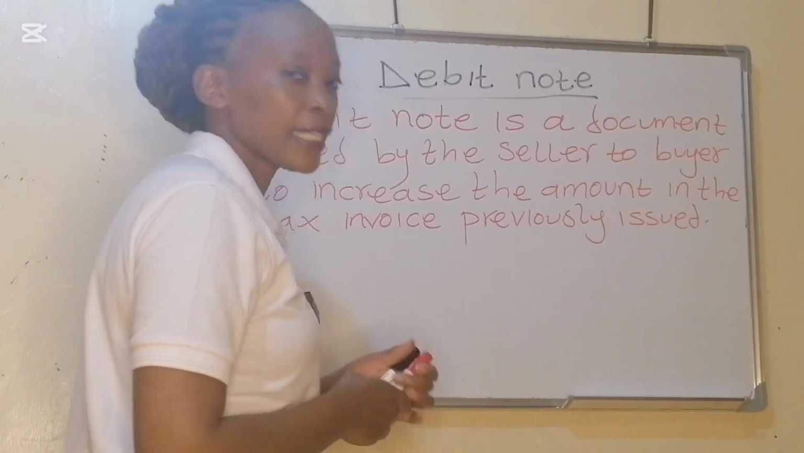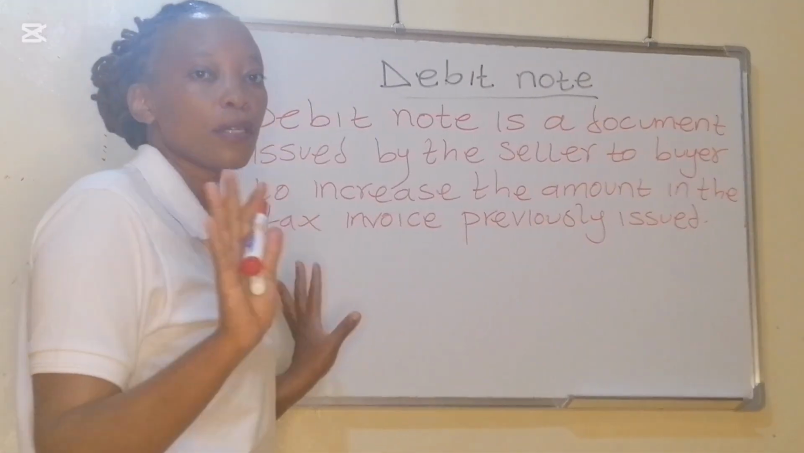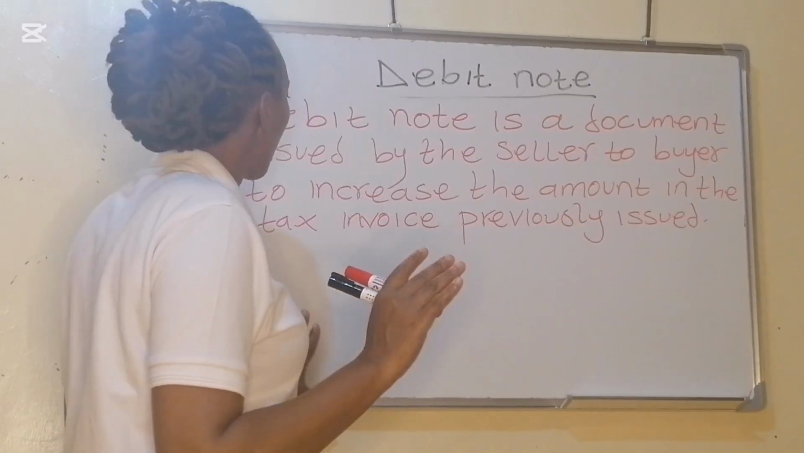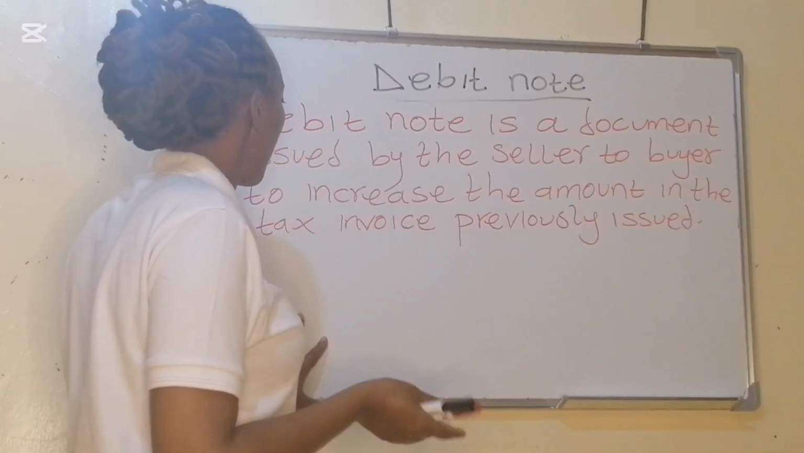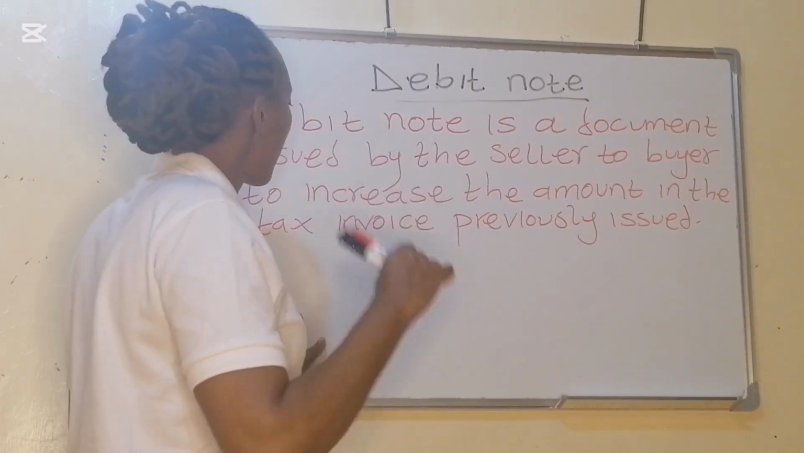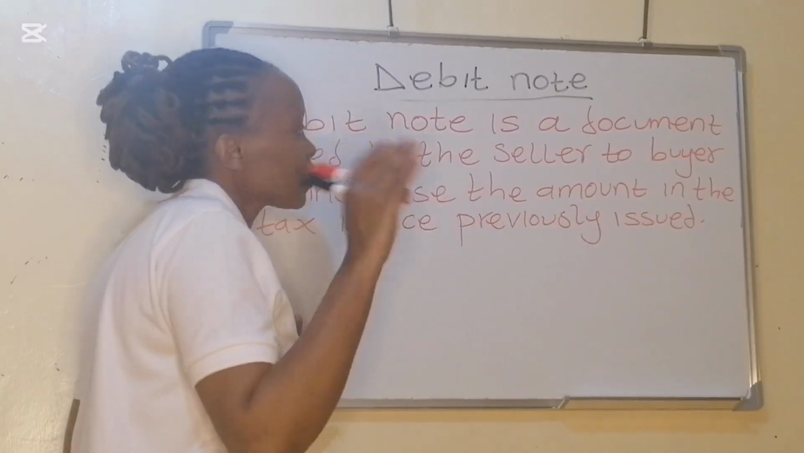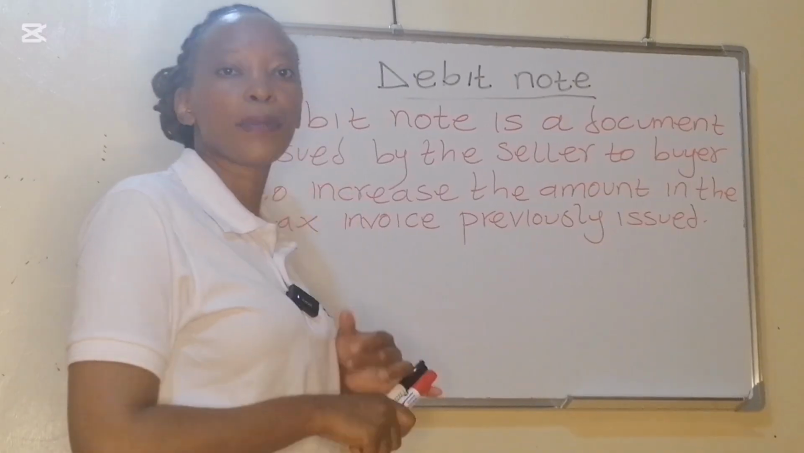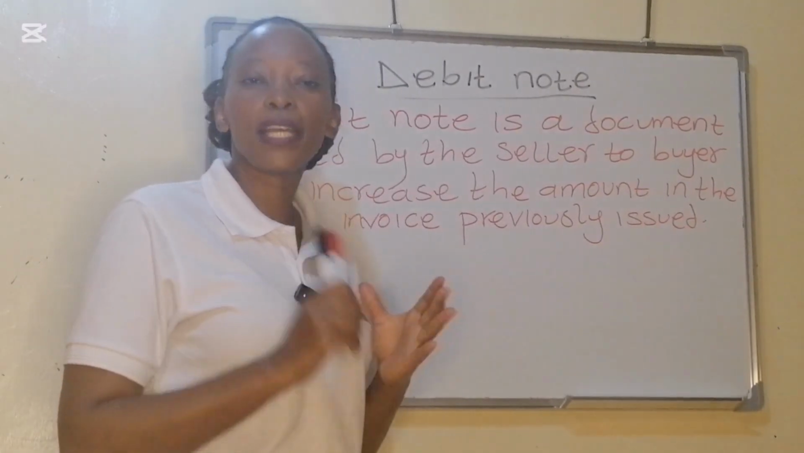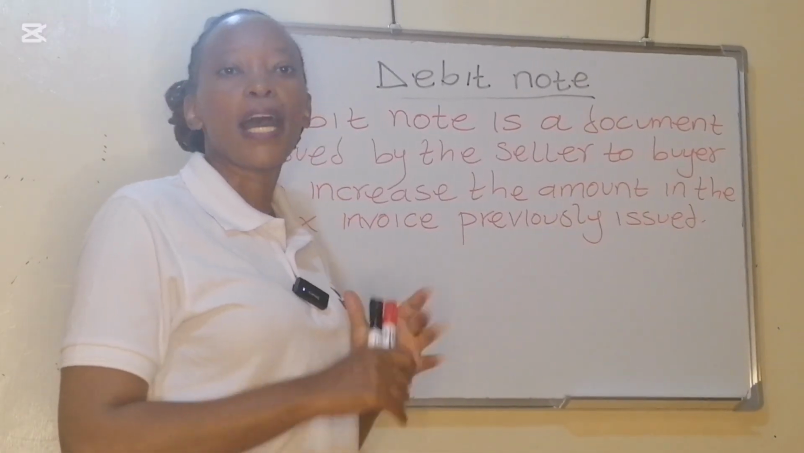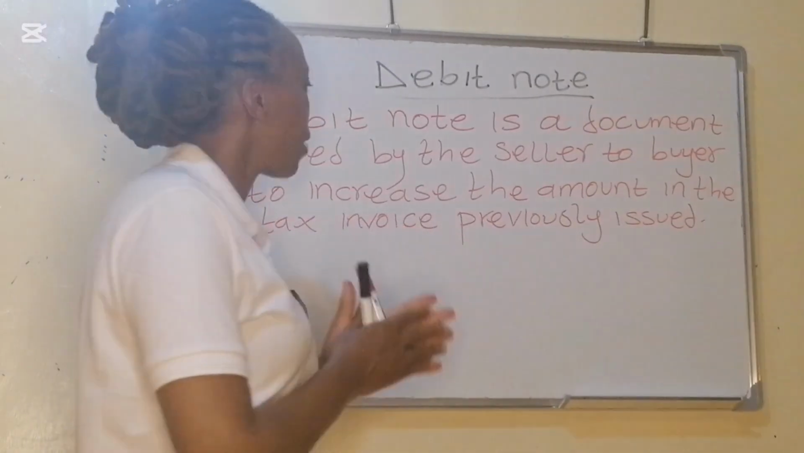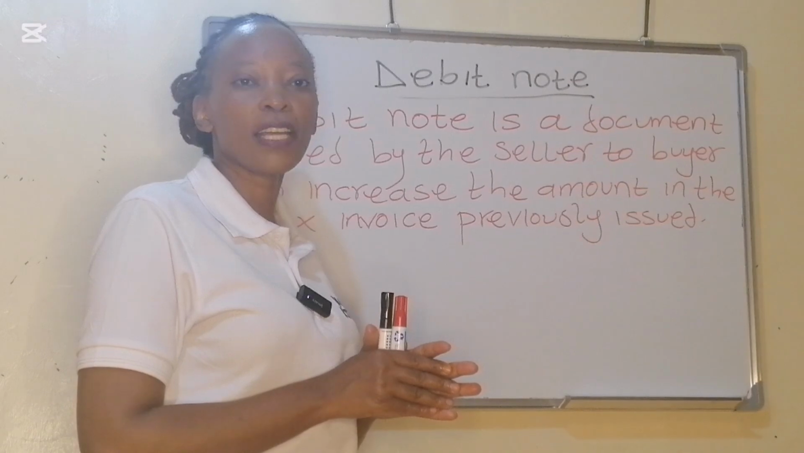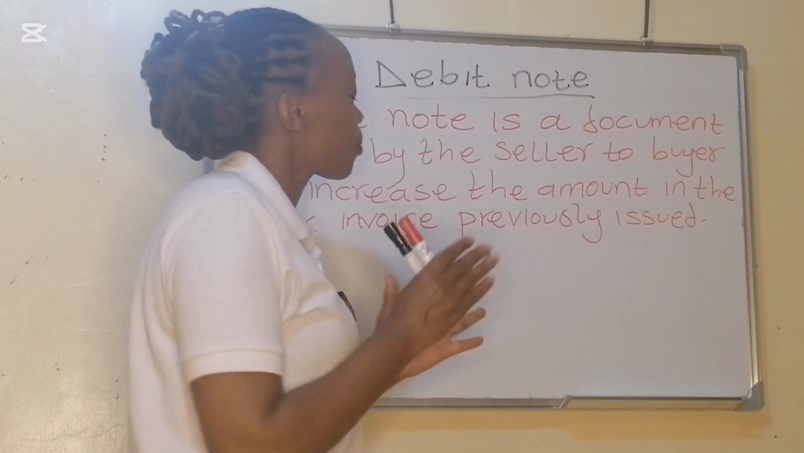Okay, so let us read together. Please help me read this. Debit note is a document issued by the seller to the buyer to increase the amount in the tax invoice previously issued. You have issued an invoice previously, but you realize there was an error and you want to increase the amount in the tax invoice. Okay? You want to increase what the customer owes you.